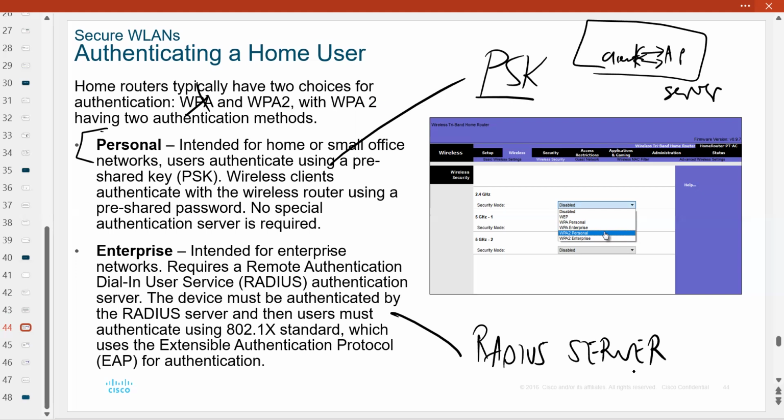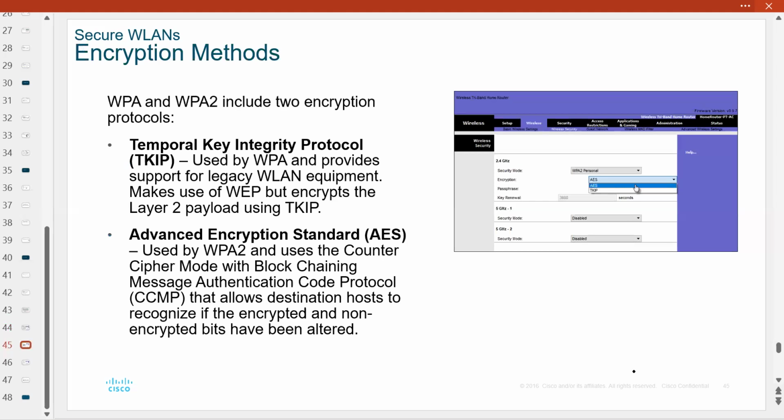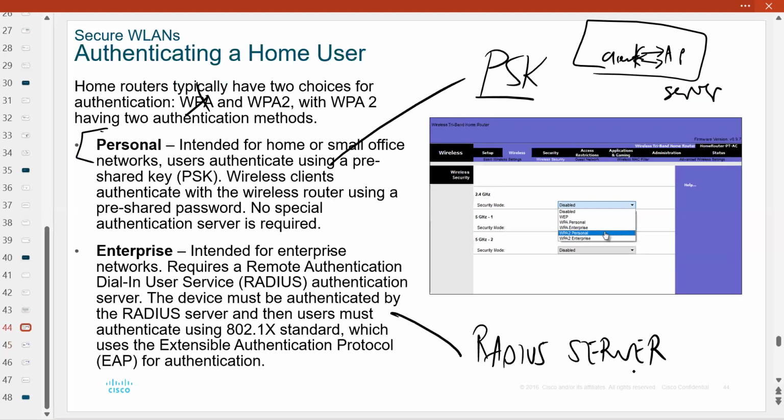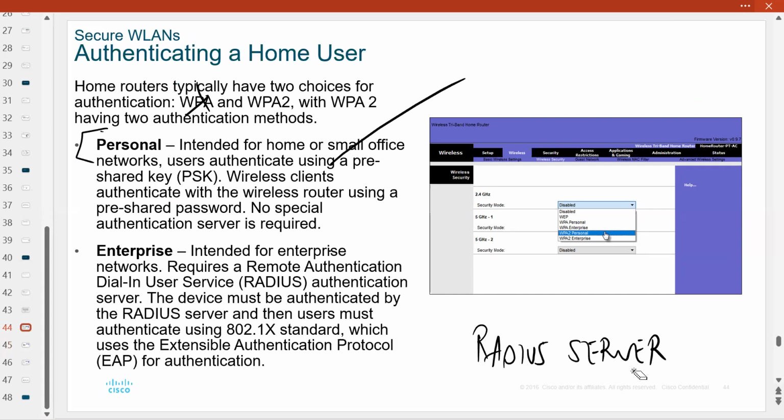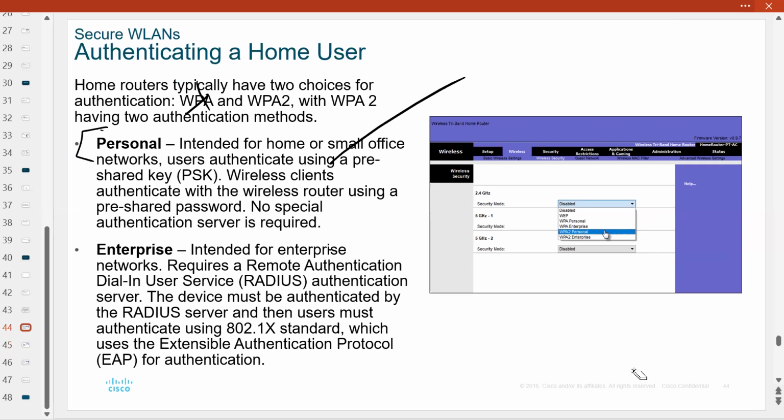But in enterprises, there is need of having a server. Now, instead of having a client and access point only, we now have a server. The explanation of this WPA enterprise is very important. I think I need to explain this one a little bit more. So let me create another.